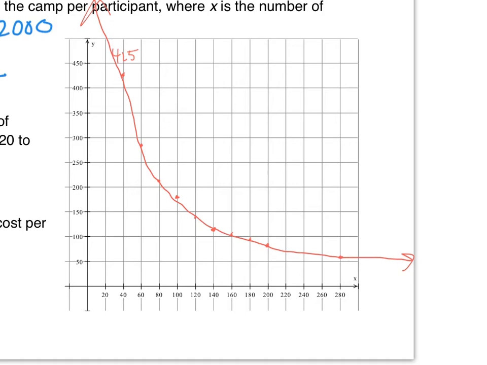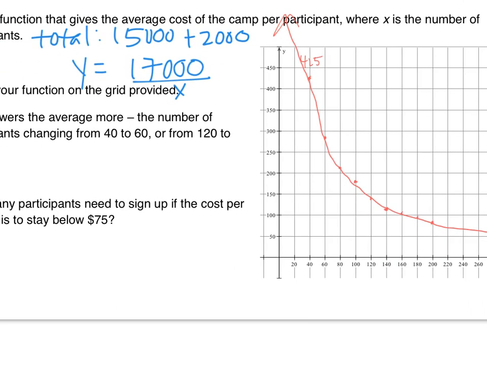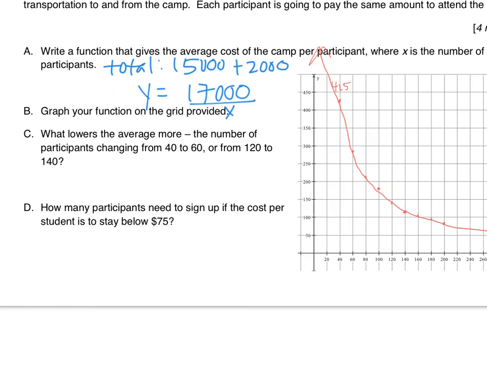All right. So what lowers the average more? The number of participants changing from 40 to 60, or from 20 to 40, or 120 to 140? So 40 to 60, that is from here to here. So that is a difference of a couple hundred, almost a couple $100.